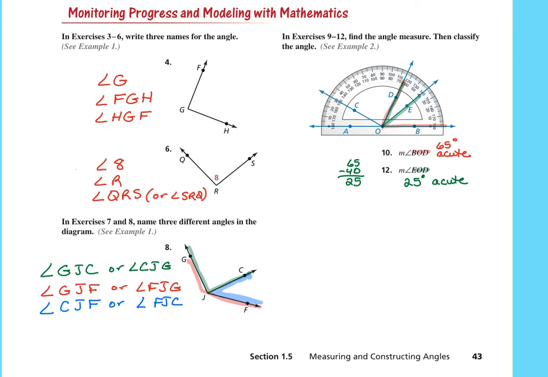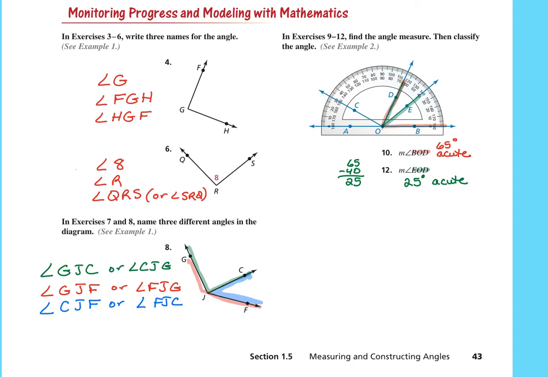For number 8, it said same thing, name 3 different angles. So you could call it angle JGC or CJG. That's the top one. CJF works, or FJC, that's the blue one. And then the big one is GJF or FJG. So this time it said different angles, which means I can't use both GJC and CJG. That is the same angle, just a different name. So be careful with stuff like that.